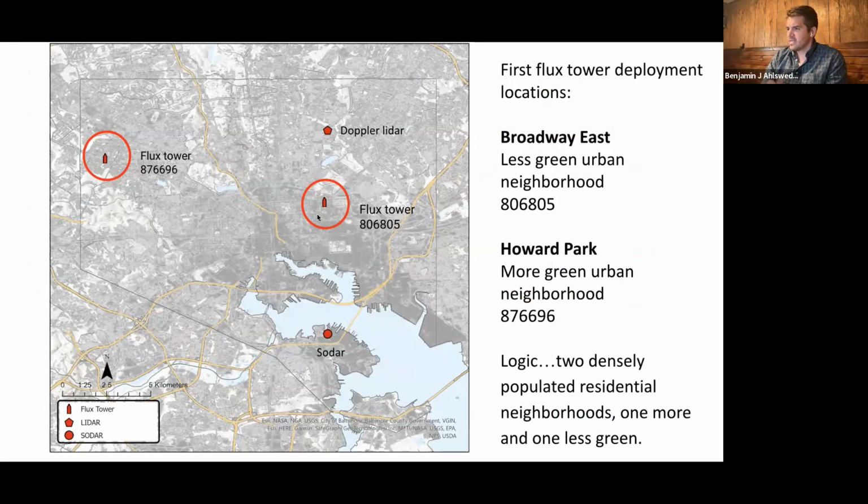On the right-hand side is Flux Tower. We're calling that one Broadway East. It's in a pretty highly densely populated neighborhood of Baltimore. Lots of row houses, lots of concrete, not a lot of grass.